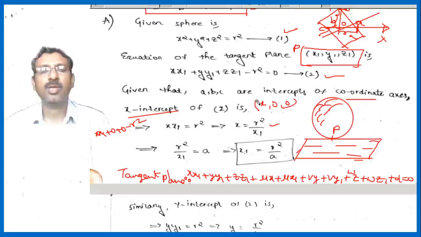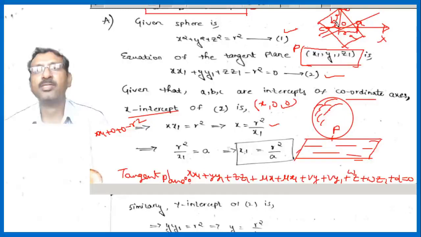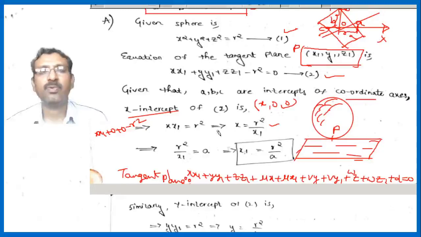So here x is the intercept on the x-axis. If we find the value of x, then the value will be equal to the intercept on the x-axis. So here the intercept on the x-axis is equal to OA. Here OA is denoted by x. Therefore, x is nothing but a.